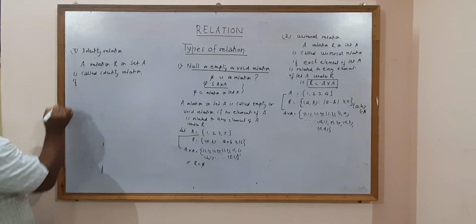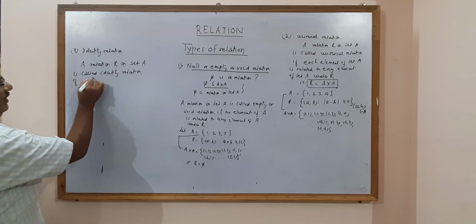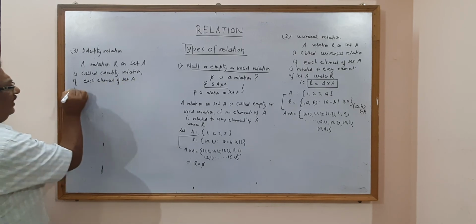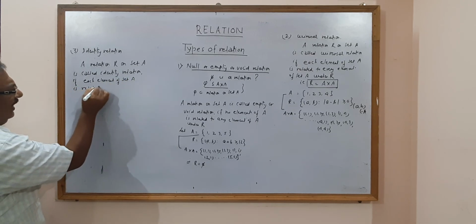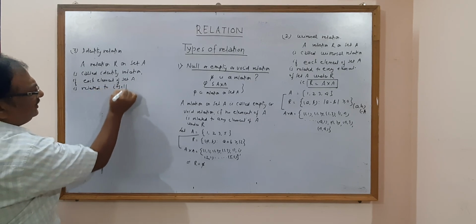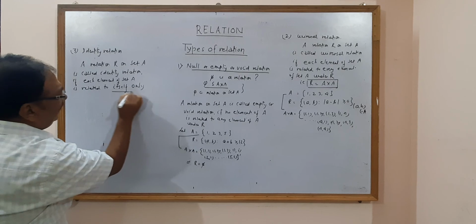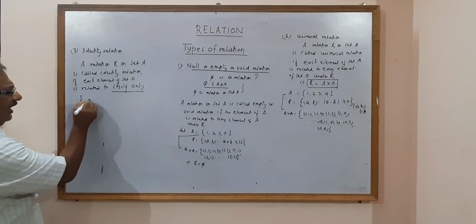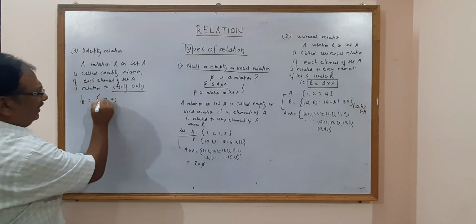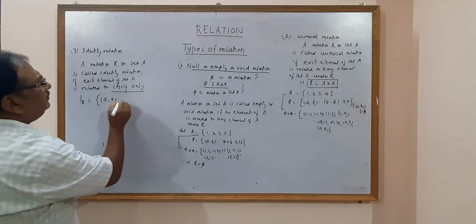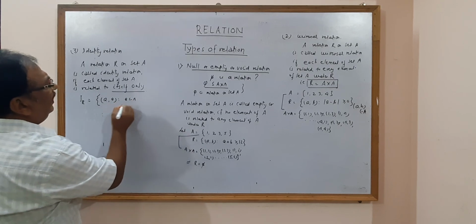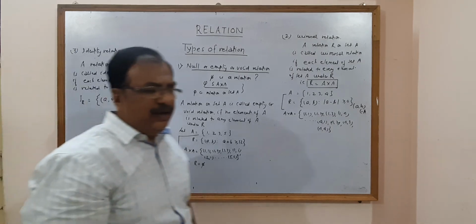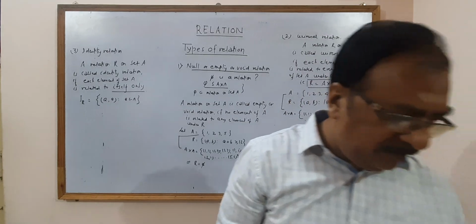if each element of set A is related to itself only. This is the key word of this relation. It is written as I_R, the set of all ordered pairs (a, a) such that a belongs to A, that is, (a, a) belongs to A.